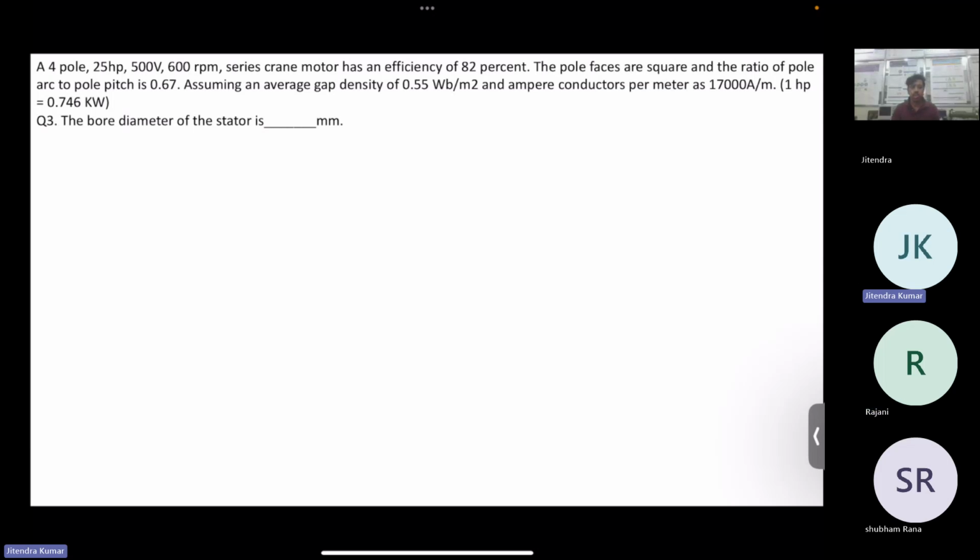So now, did you get any idea how to solve it? A 4-pole, 25 horsepower, 500 volts, 600 RPM series motor. Pole faces are mentioned as square, and the ratio of pole arc to pole pitch is 0.67. Assuming an air gap flux density of 0.55 Weber per meter square, which is the magnetic loading, and 17 kilo ampere conductor per meter, that is the electric loading. So you are given the magnetic loading and electric loading. You just need to calculate the bore diameter of the stator.